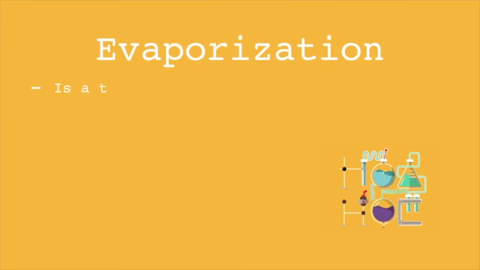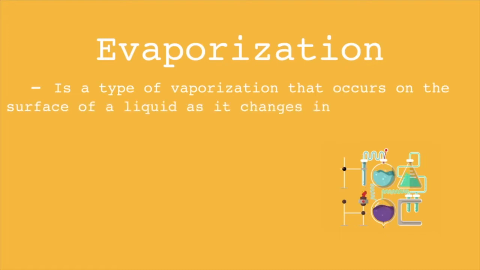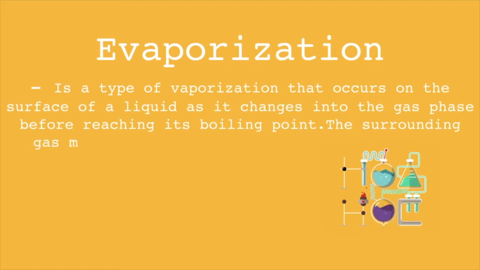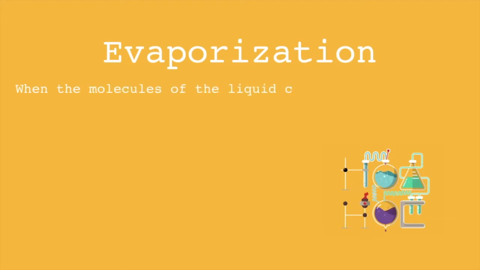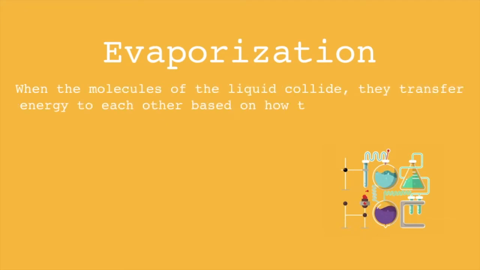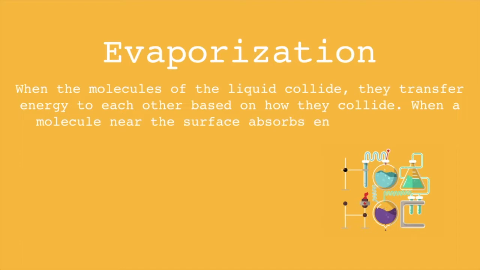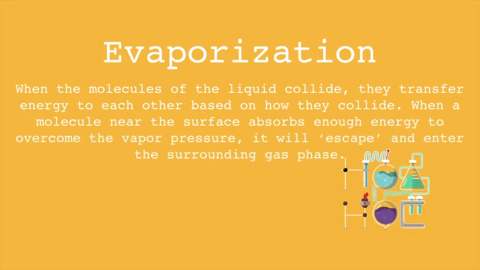Evaporation is a type of vaporization that occurs on the surface of a liquid as it changes into the gas phase before reaching its boiling point. The surrounding gas must not be saturated with the evaporating substance. When the molecules of the liquid collide, they transfer energy to each other based on how they collide. When a molecule near the surface absorbs enough energy to overcome the vapor pressure, it will escape and enter the surrounding air as a gas.